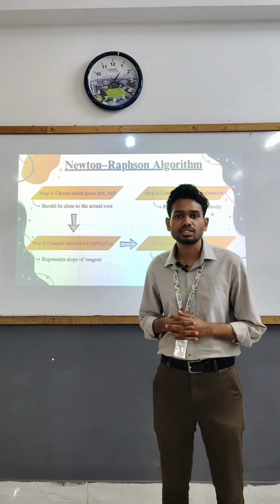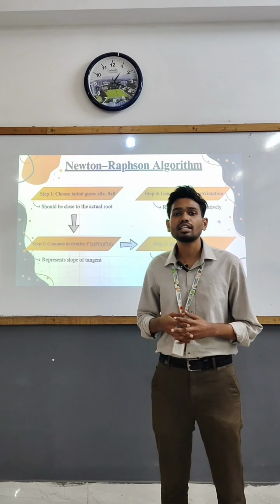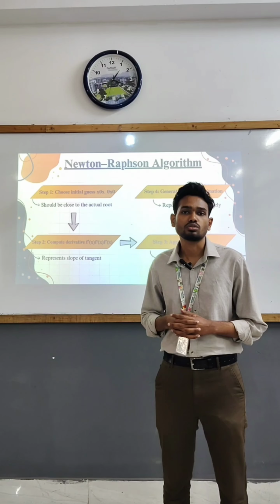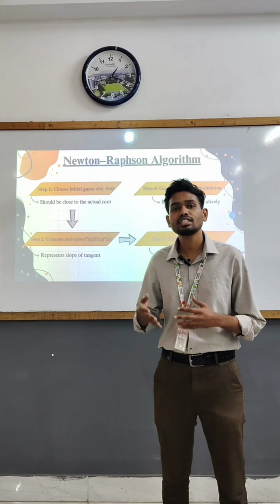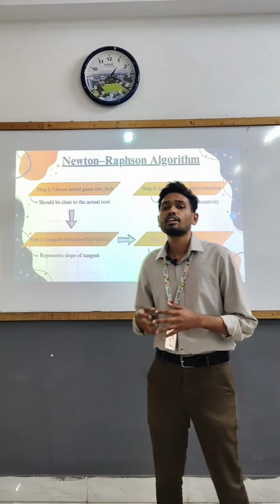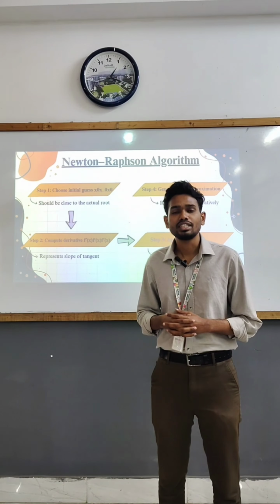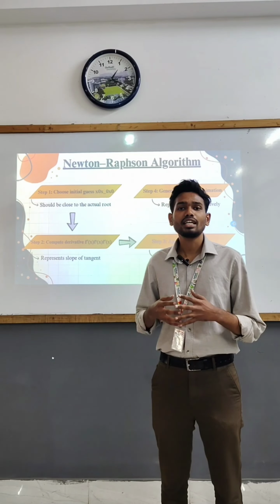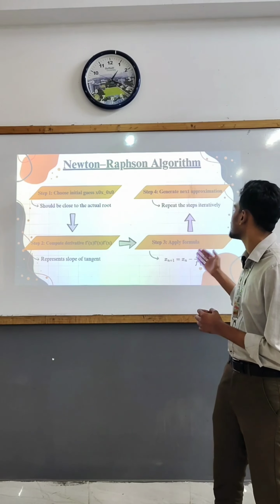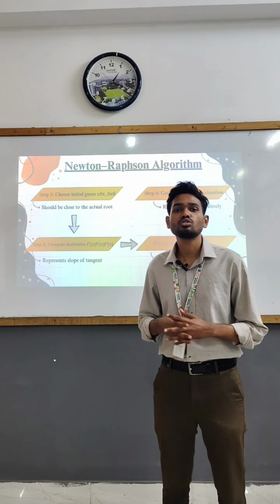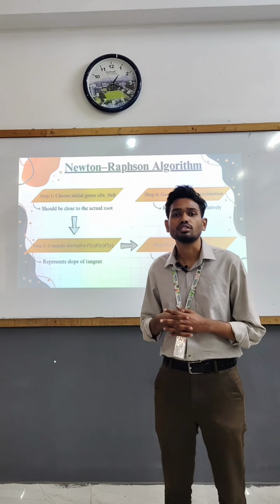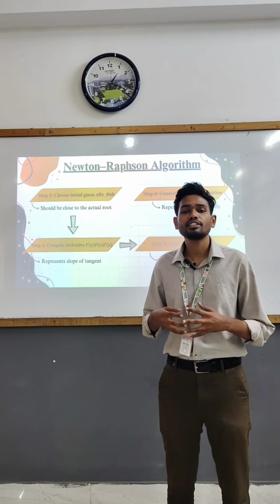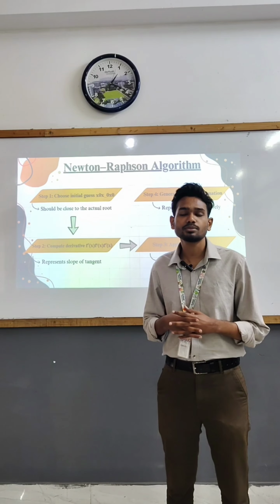It has 4 steps. Step 1, choose initial approximation x0. This value should be close to the expected root so that the method can converge quickly. Then step 2, find derivative f prime x of the function. This derivative is important because it represents the slope of the tangent line. Then step 3, apply Newton-Raphson formula to compute next value xn plus 1. Then step 4, repeat the formula until the difference between two successive values becomes very small.